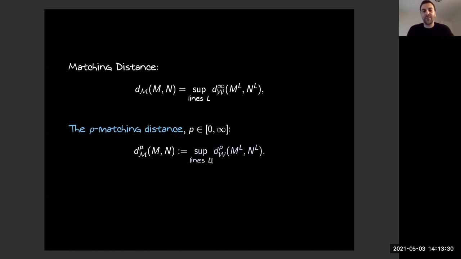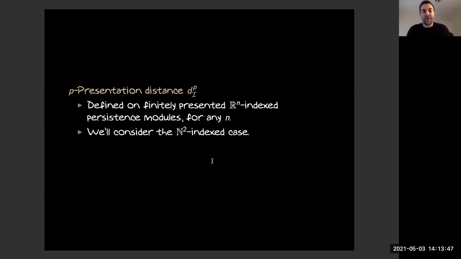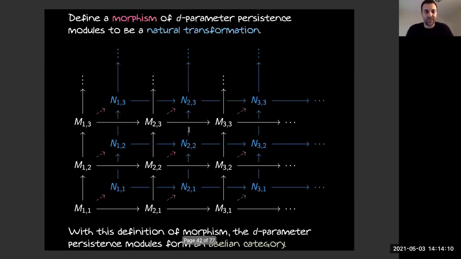But for a long time, before we really did this work, it wasn't obvious to me whether, when you're working in this p-Wasserstein setting, you really want to be looking at a supremum over here. And we claim that you have good justification for doing that. That justification will involve in part our p-presentation distance, which I'm now going to define. The natural domain of definition for this is finitely presented R^n-indexed modules for any n, but to simplify things, and so I can draw pictures, I'm going to consider the n=2 indexed case. This allows me to draw diagrams of spaces in a nice way.